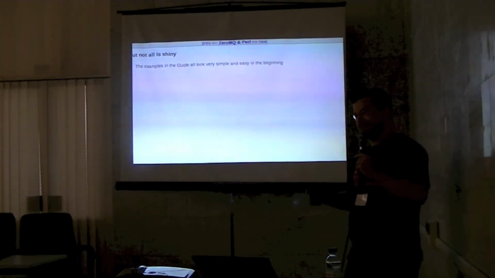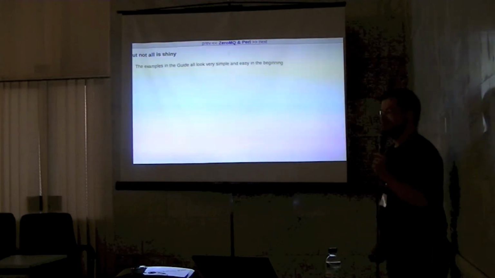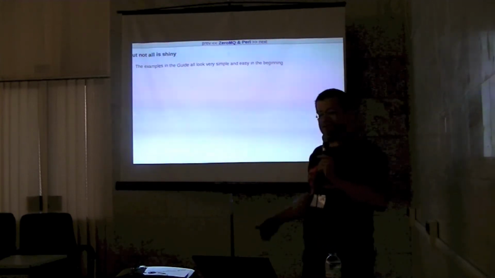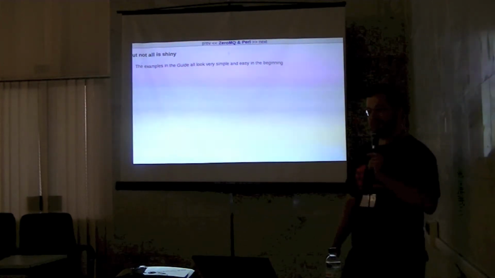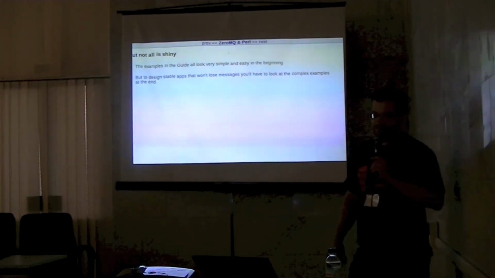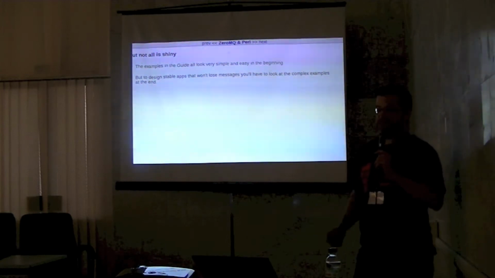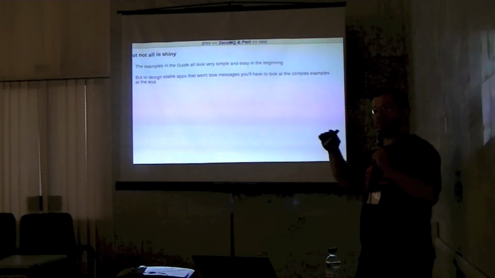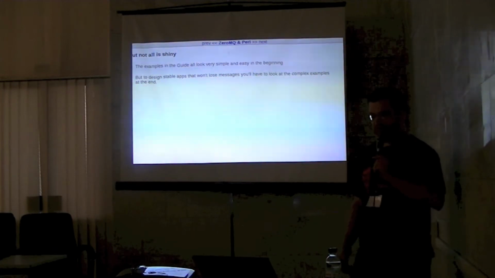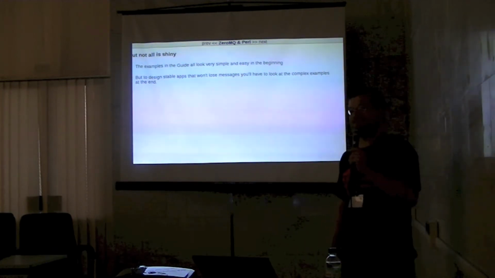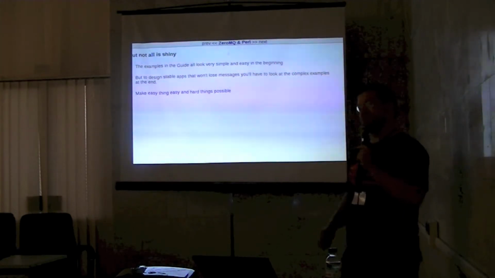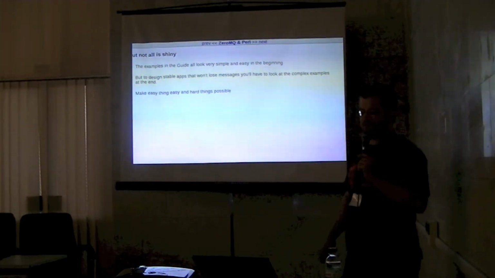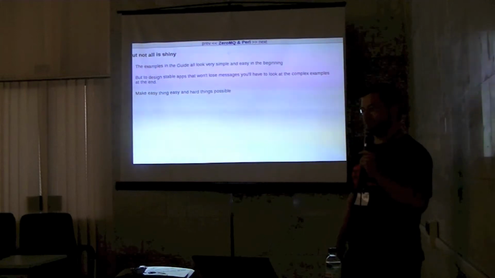And this is something that Chef Müller said at the German Perl workshop when I gave this talk. The examples in the ZeroMQ guide are all very nice and simple and easy in the beginning. But to design stable applications that won't lose messages, you have to look at the complex examples at the end of the guide, which are not very easy and shiny. But still, I think ZeroMQ also sort of implements the Perl idea of making easy things easy and hard things possible.